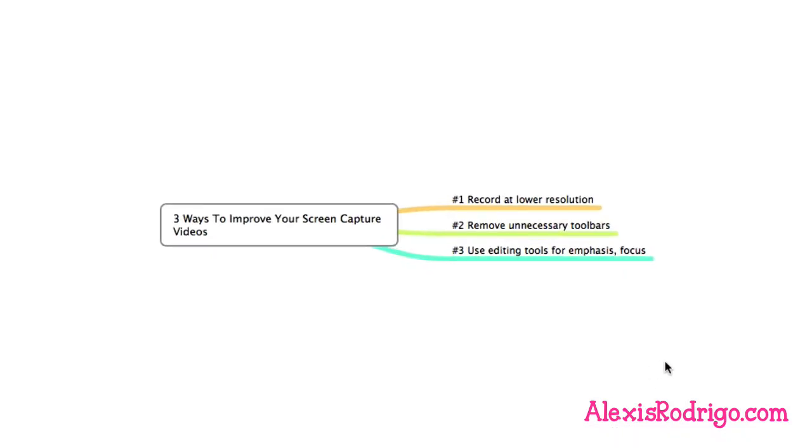So those are the 3 tips to better screen capture videos. First of all, record at a lower resolution, but export in high definition. Number 2, remove your unnecessary toolbars if you're capturing a web browser. And number 3, use the editing tools that you have for emphasis and focus.